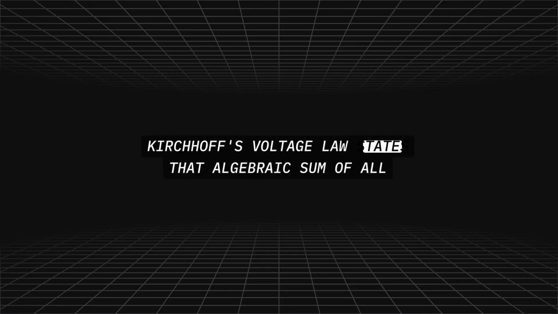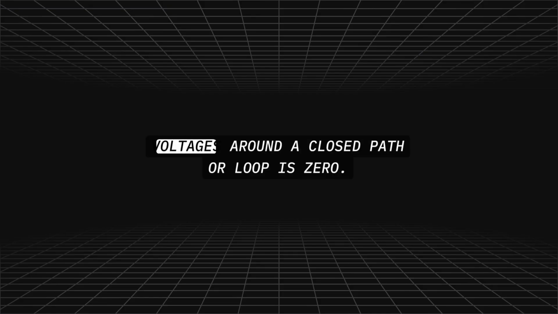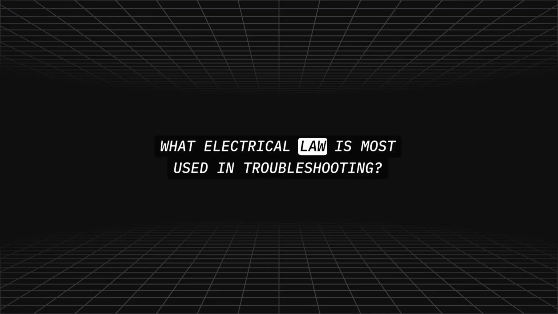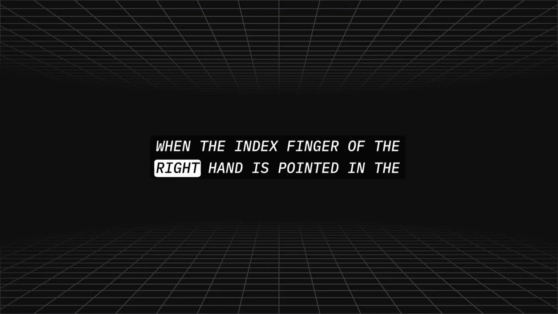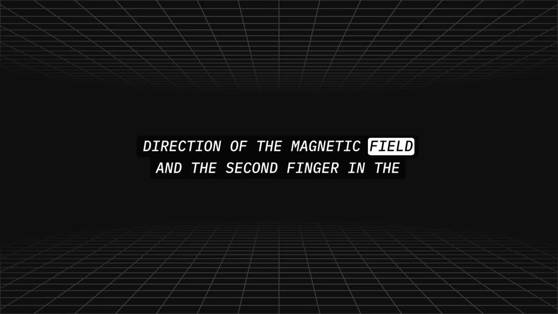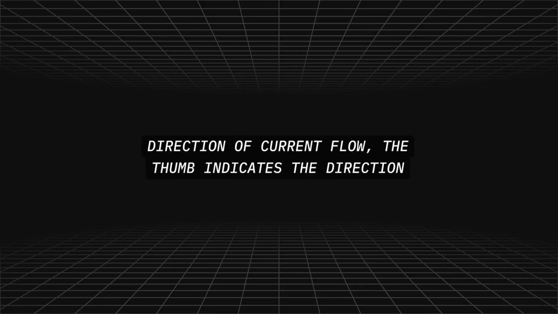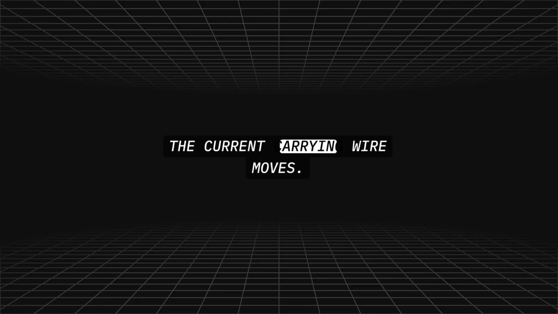What is Kirchhoff's voltage law? Kirchhoff's voltage law states that the algebraic sum of all voltages around a closed path or loop is zero. What electrical law is most used in troubleshooting? Ohm's law. What is the right-hand motor rule? When the index finger of the right hand is pointed in the direction of the magnetic field and the second finger in the direction of current flow, the thumb indicates the direction the current-carrying wire moves.